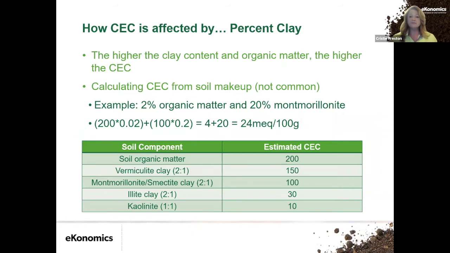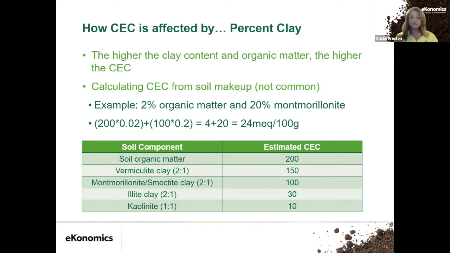How CEC is affected by percent clay. The higher the clay content and organic matter content, the higher the CEC. And I included this just because it does tend to pop up. So anybody studying for the CCA exam, you might potentially see this, but I haven't noticed it in the past couple of years. But we do have an example here of a soil that has 2% organic matter and 20% montmorillonite clay, and how to calculate the CEC based on those criteria.